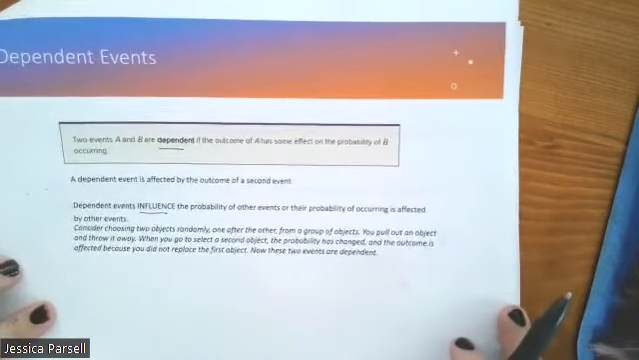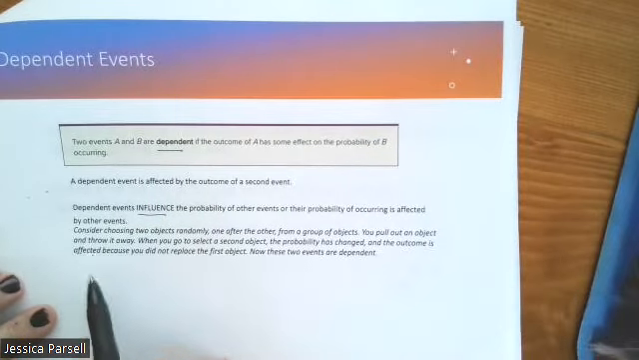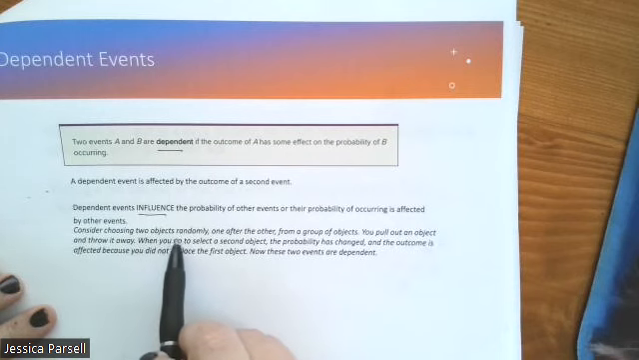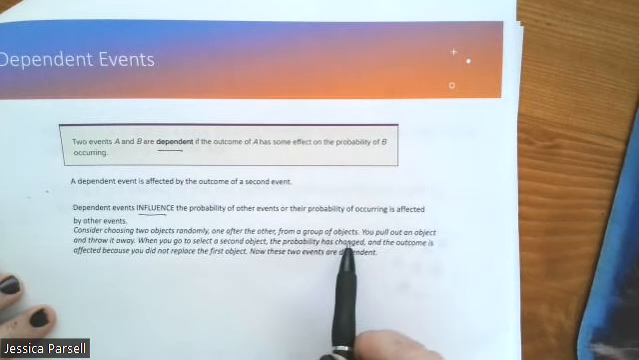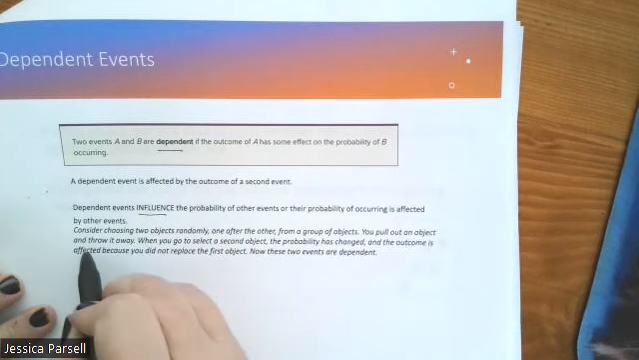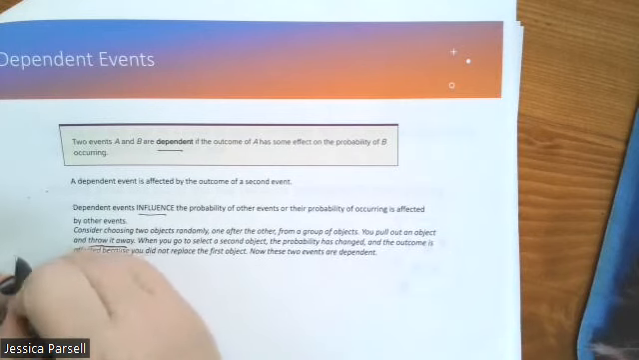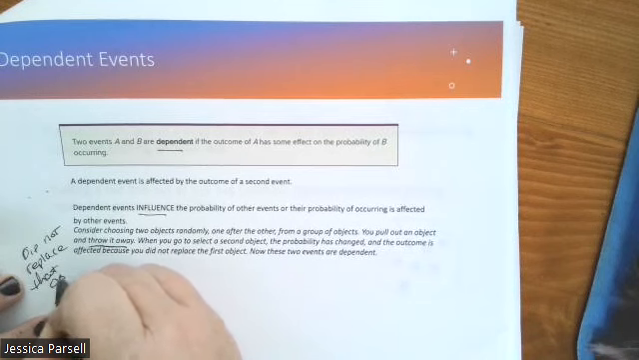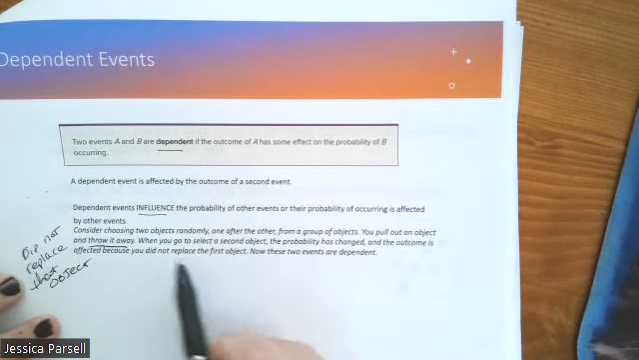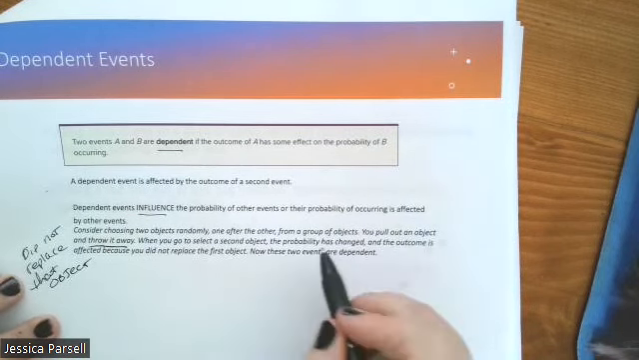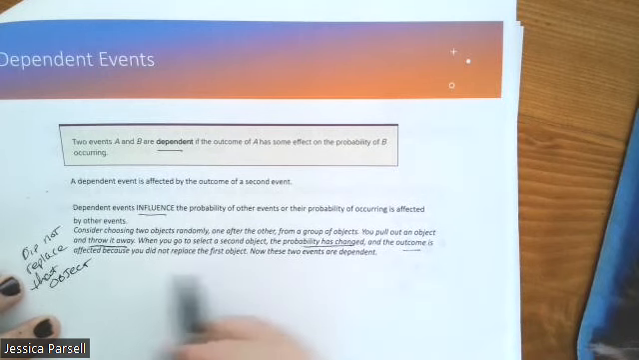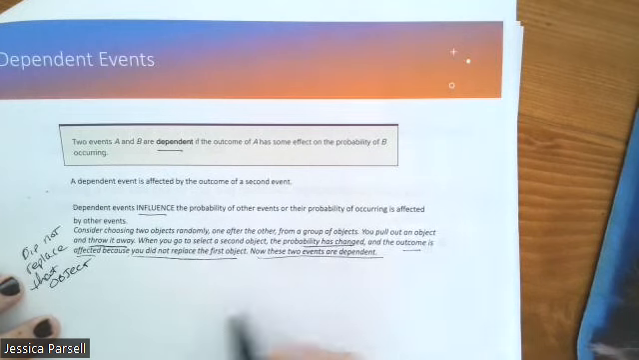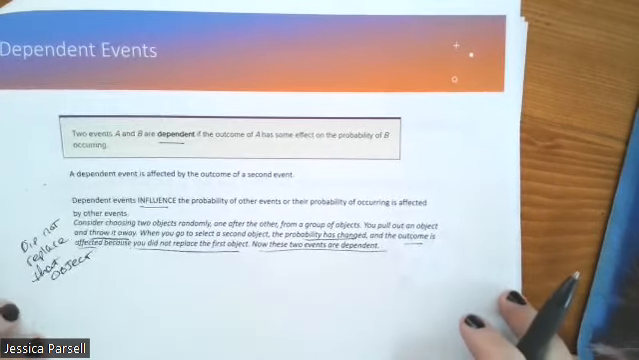So here's a concrete example. Well, I'll give you one, but here's the definition. Consider choosing two objects randomly, one after the other, from a group of objects. You pull out an object and throw it away, so you did not replace that object. That's going to shake things up. That's going to change things. When you go to select the second object, the probability has now changed and the outcome is affected because you did not replace the first object. Now those two events become dependent events.